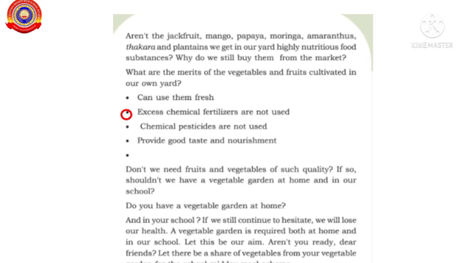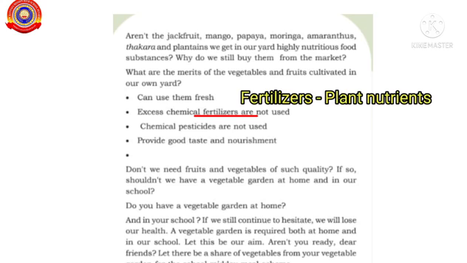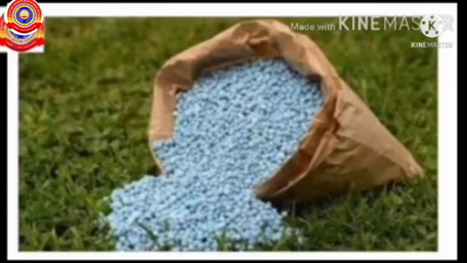Second one, excess chemical fertilizers are not used. My dear children, do you know what are fertilizers? Fertilizers are plant nutrients. Farmers use fertilizers to increase the crop yield. Sometimes farmers use chemical fertilizers. They are the fertilizers that are made by adding some chemical substances.